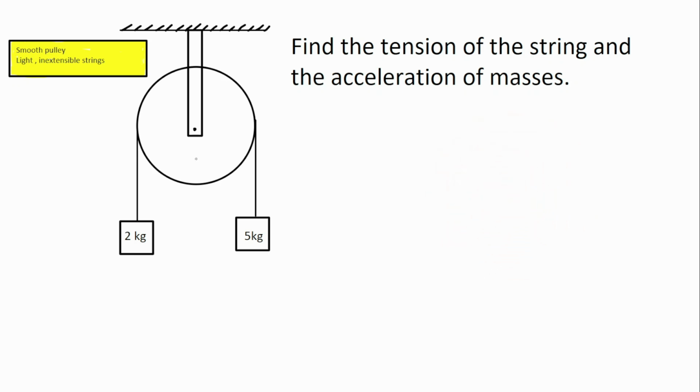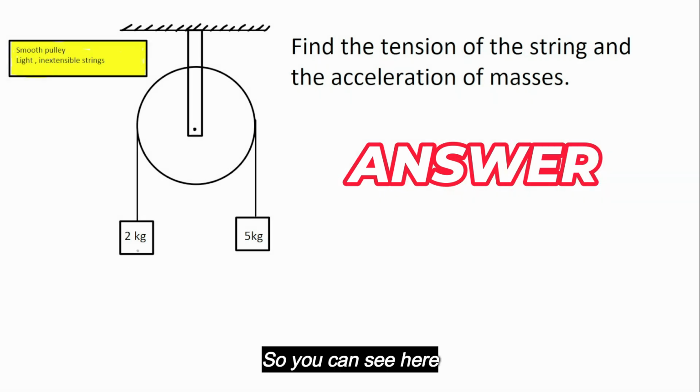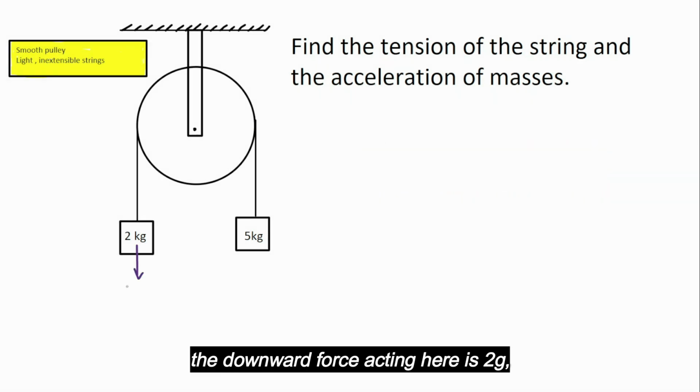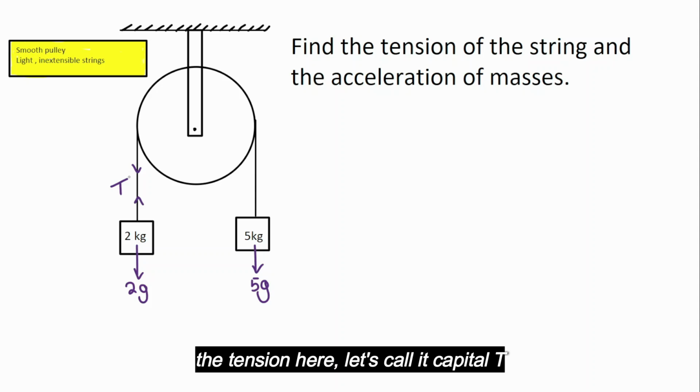So here's the answer. First, we need to mark all the forces acting here. You can see here, the downward force acting here is 2G, where G is 9.81. And here we have 5G. The tension here, let's call it capital T.